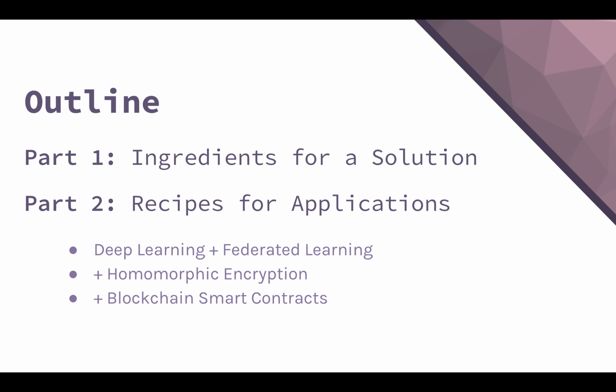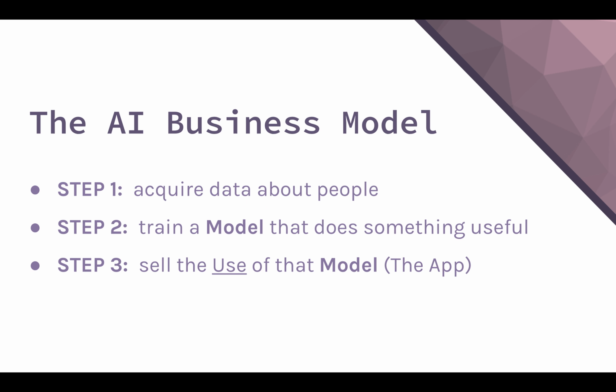So we have very quickly gone through the ingredients for a solution. Now we will apply these ingredients to an application. Again, the pieces that we will be using are deep learning, federated learning, homomorphic encryption, and blockchain with smart contracts. Again, we want to summarize the current status of the industry: the AI business model typically in place today is to acquire data about people, train a model that does something useful, and then sell that model back to the individuals in the form of an application.